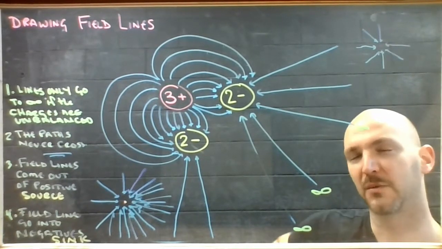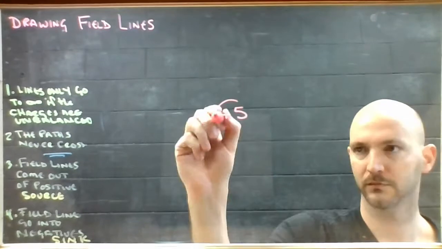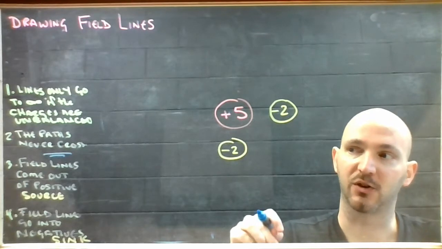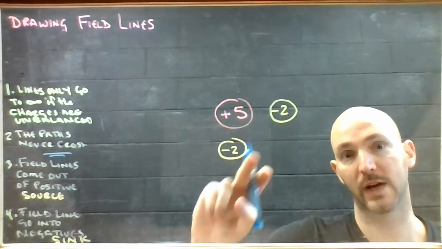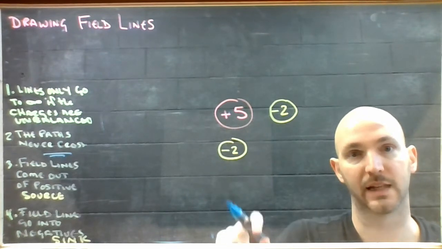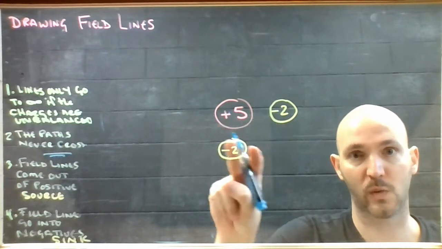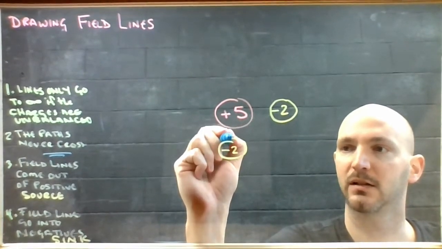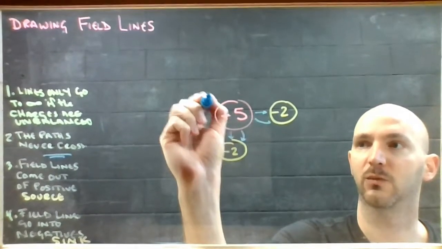Let's do one more. This time I'm going to imbalance it so that the positives are winning. All right. So lines only go to infinity if the charges are imbalanced. I look at this particular thing. I have 5 positive charges and I have 4 negative charges. So I'm going to have to draw some lines to infinity for this particular one. And I'm going to have to draw 1 going to infinity out of this positive for every 4 that I draw into my charges. So let's do that. So 1, 2, 3, 4, and 1 to infinity.